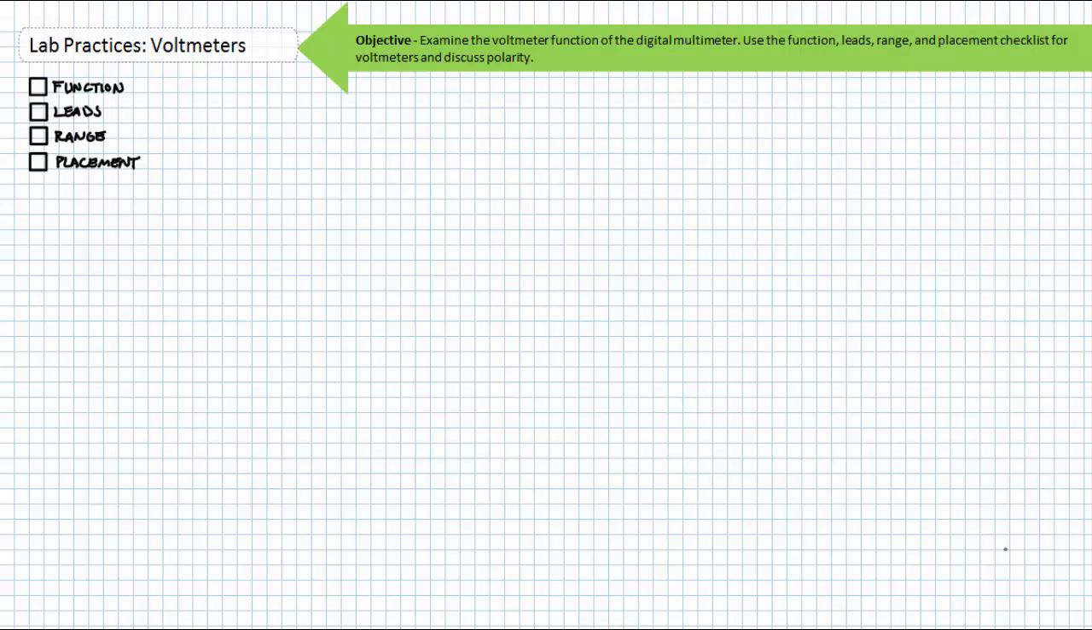I'm your instructor Jim Pytel, and today's topic of discussion is the voltmeter. Our objective today is to take a quick look at the voltmeter function of the digital multimeter. We'll use the function, leads, range, and placement checklist for voltmeters and discuss voltage polarity.